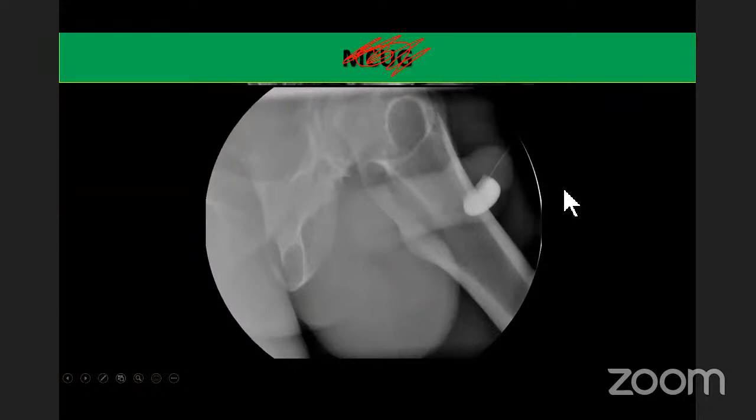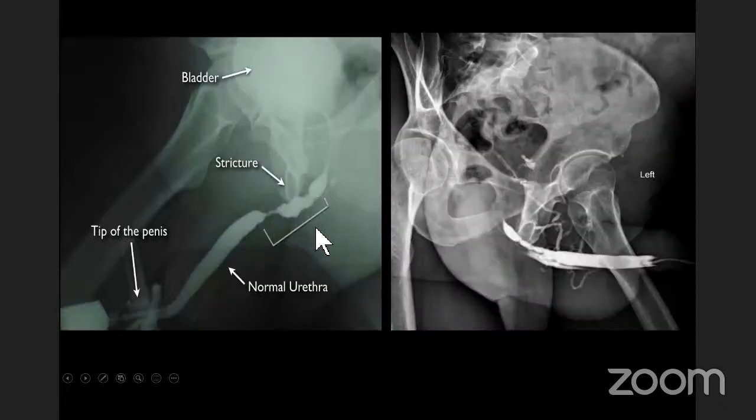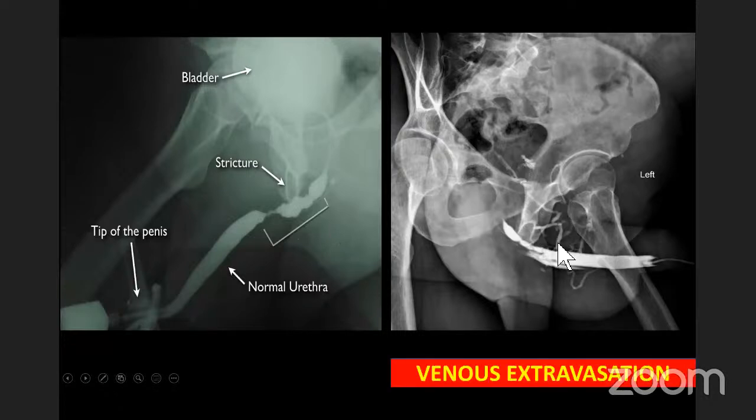In this image, this is a procedure of retrograde urethrogram. We are seeing how we can inject the contrast, and we can see the opacification of the urethra. We are seeing the stricture here. Here we can see the venous, actually it is venous intravasation of the contrast. Okay, venous intravasation of the contrast.